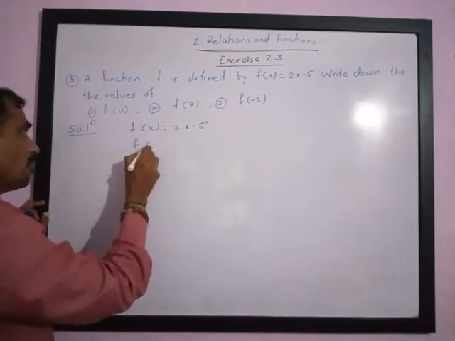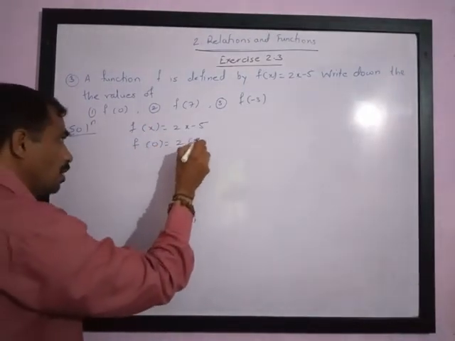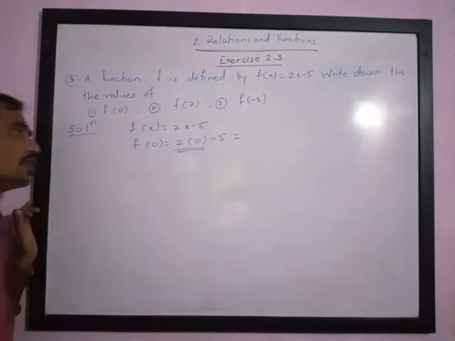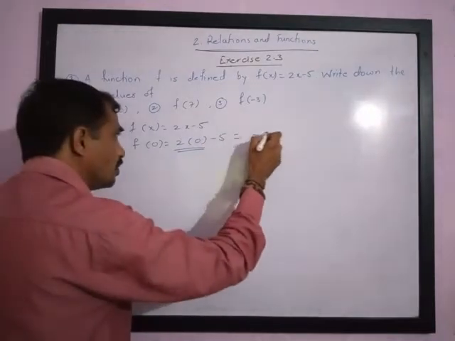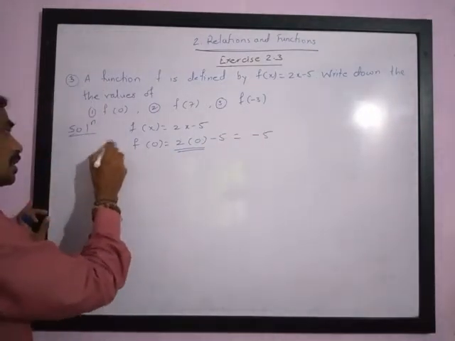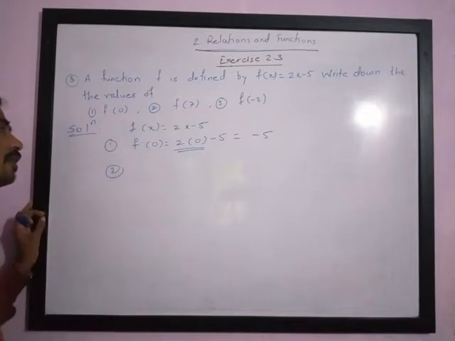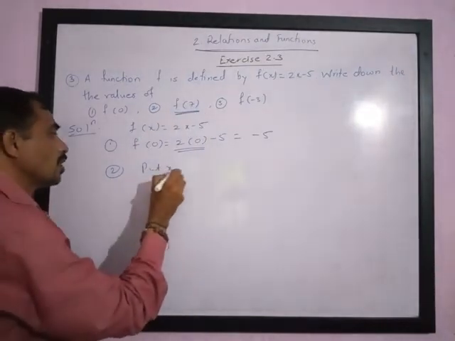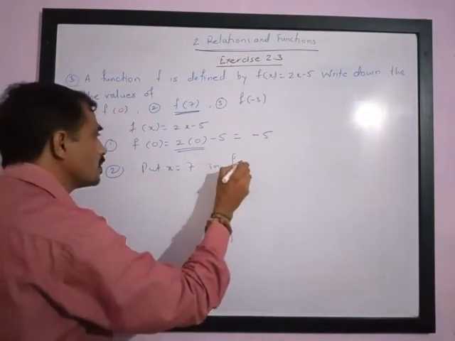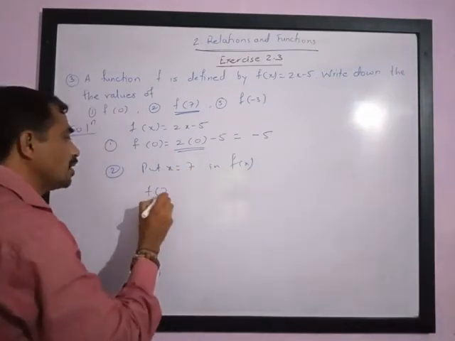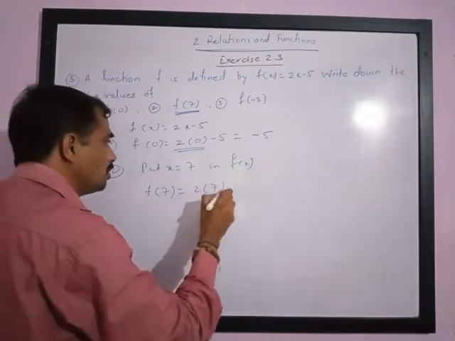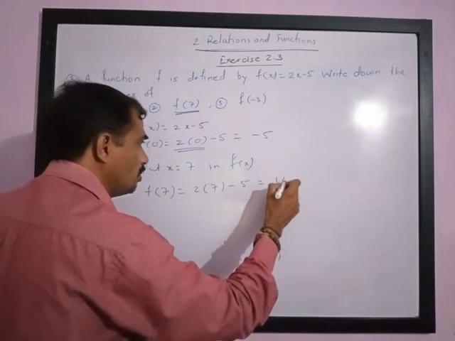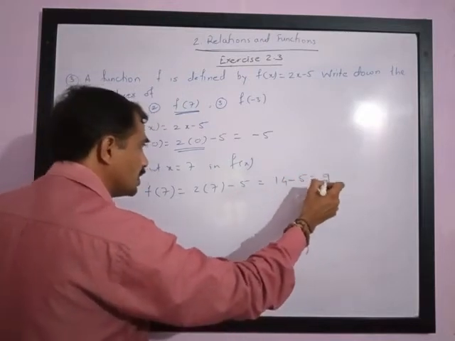It means f of 0 is equal to 2 multiplied by 0 minus 5. That is equal to 2 into 0 is 0 minus 5 is negative 5. Then next is, we are asked to find f of 7. To find f of 7, put x is equal to 7 in f of x. So you will get f of 7 is equal to 2 into 7 minus 5. That is equal to 14 minus 5. It means answer is 9.